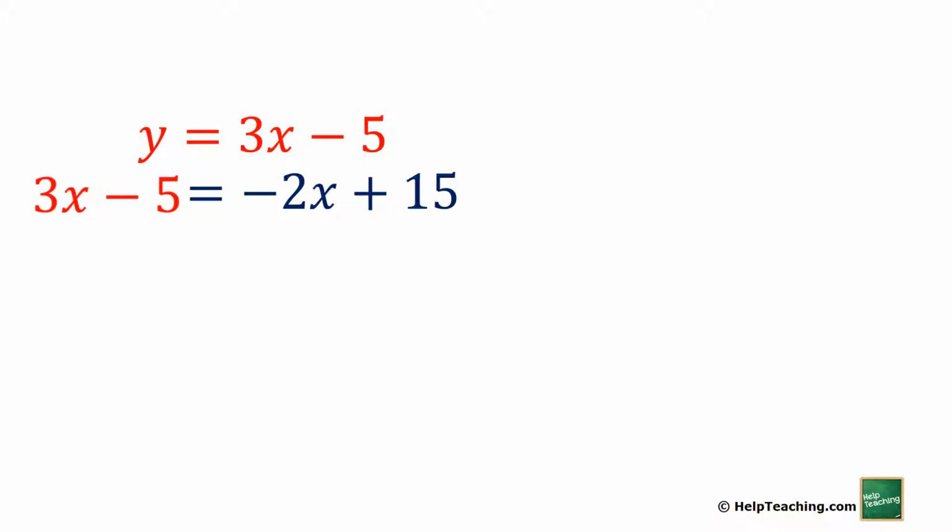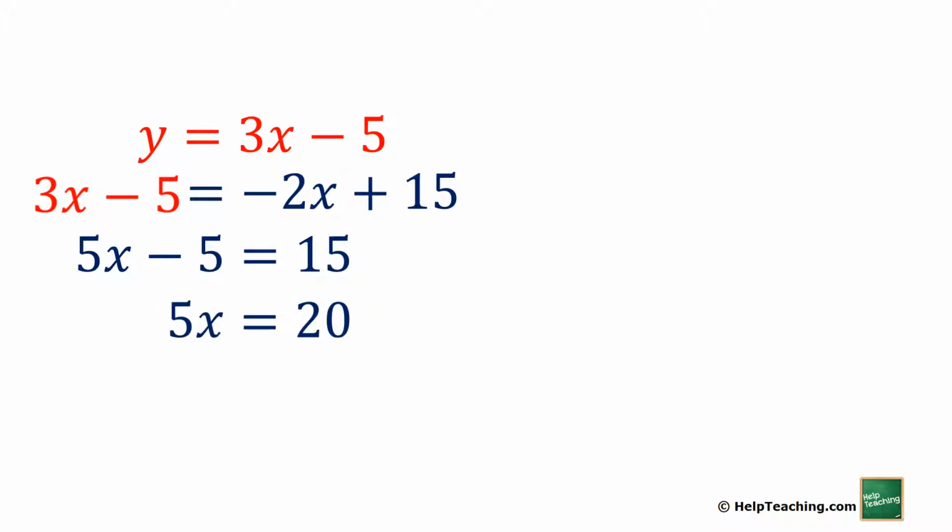Now we can add 2x to both sides to combine our x's on one side, which gives us 5x minus 5 equals 15. Now we can add 5 to both sides, which gives us 5x equals 20. Divide both sides by 5, and we get x equals 4.